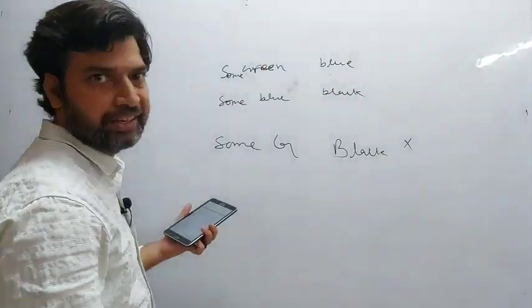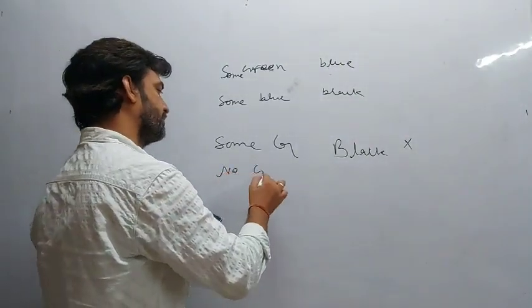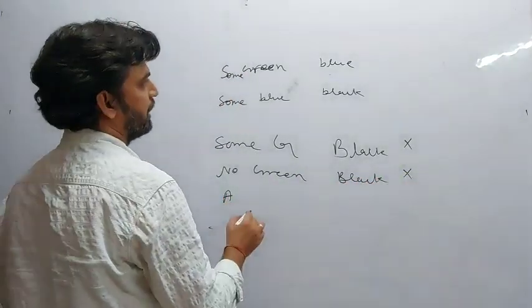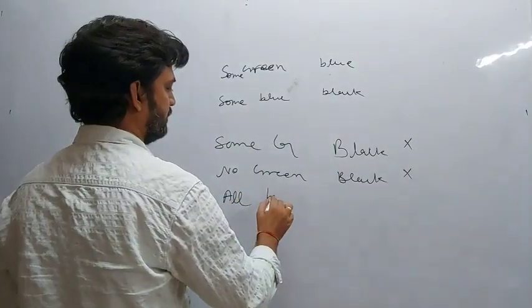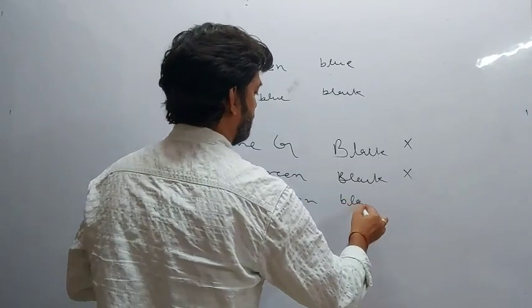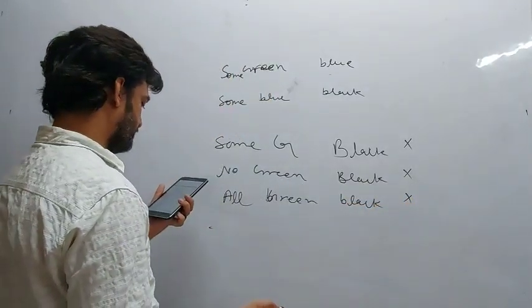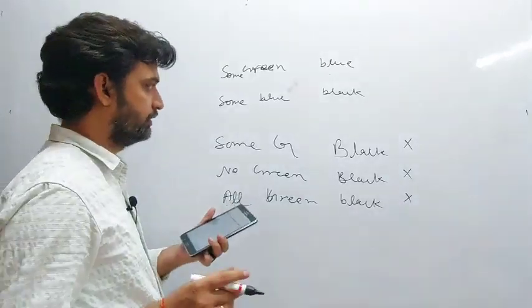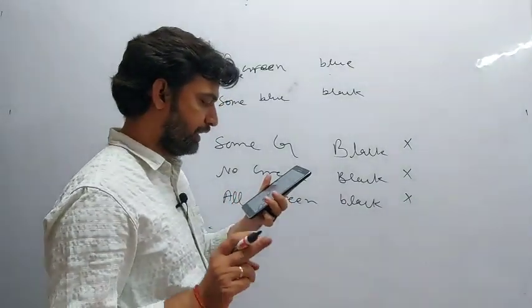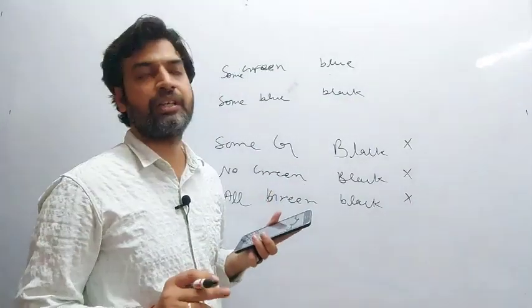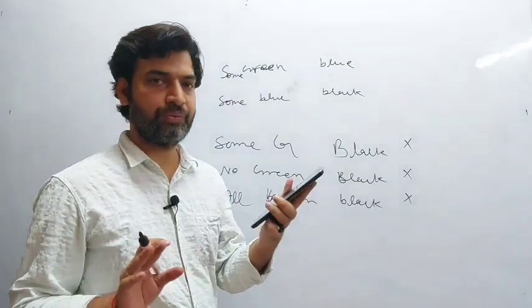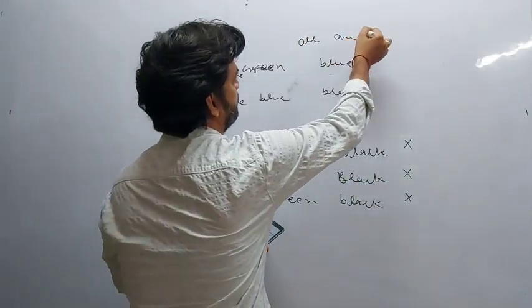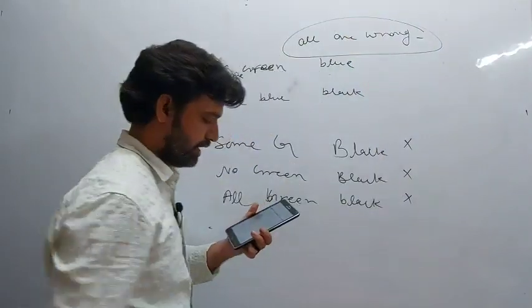Second says that no green is black, negative, obviously it is wrong. No green is black, this is again wrong. Next, all greens are black, again wrong. Next says that all blacks are green, again wrong. So all are wrong, and basically the answer is what? No green is black, conclusion number 2, and some greens are black, conclusion number 1. The answer is either 1 and 2, but it is not available in the options. So that's why we are using neither conclusion 1, nor 2, nor 3, nor 4. That means all are wrong.